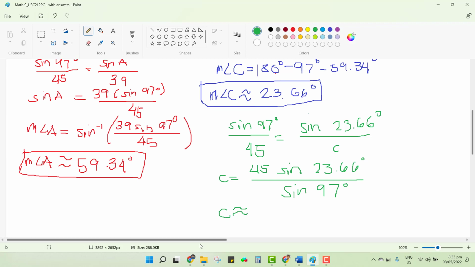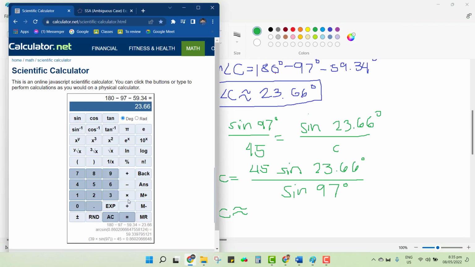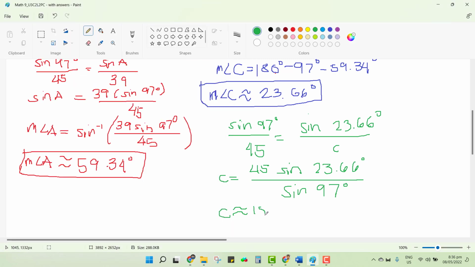So let's use the calculator to get the exact value of this, or again, approximation, because 23.66 is also approximation. But we could attack it at once using this calculator here. So let's click AC, parenthesis for the numerator, 45 sine 23.66, close the angle, close the numerator, divided by sine 97 for the denominator. And when you click equals, you will get 18.19. And it's no longer degrees because it's a side. 18.19 units.